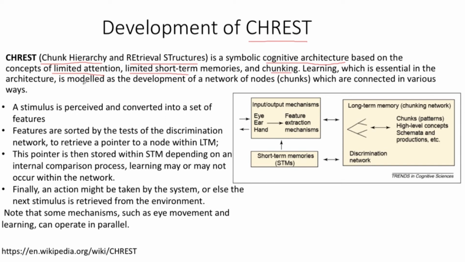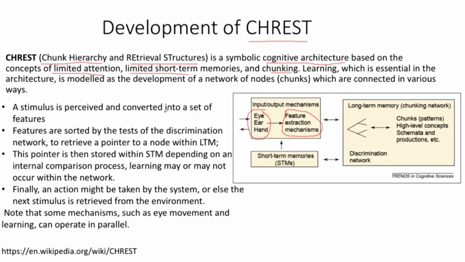It is essential in the architecture, and it's modeled as the development of a network of nodes which are connected in various ways. Let's say you consider this graph: first of all you are getting inputs from all the different sensory organs, eye, ear, hands, etc. Now what he proposed in the CHREST model is that some features will be extracted from these mechanisms, and then a very interesting thing happens. So that's the first part.